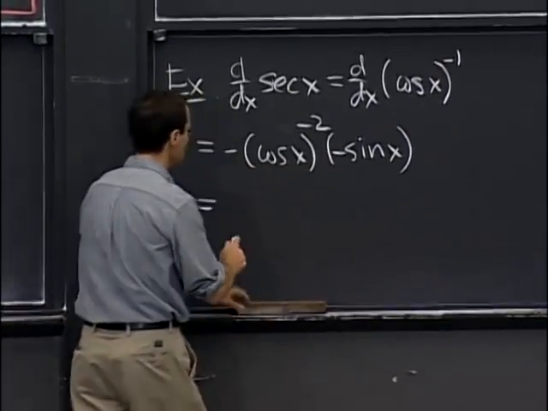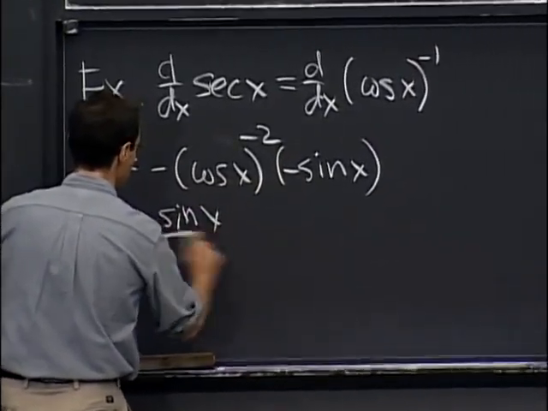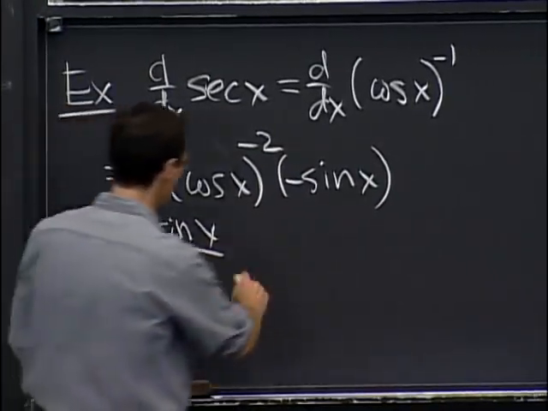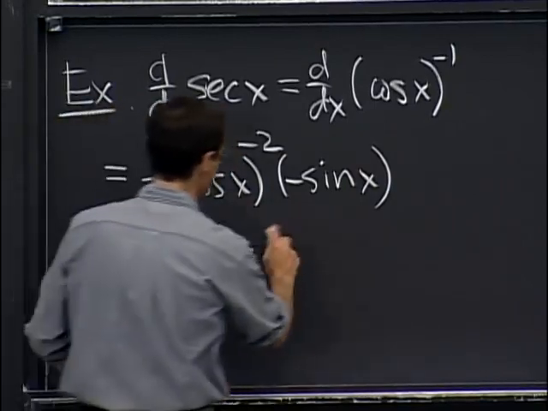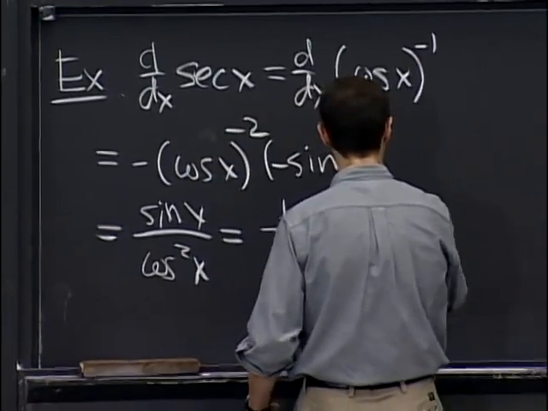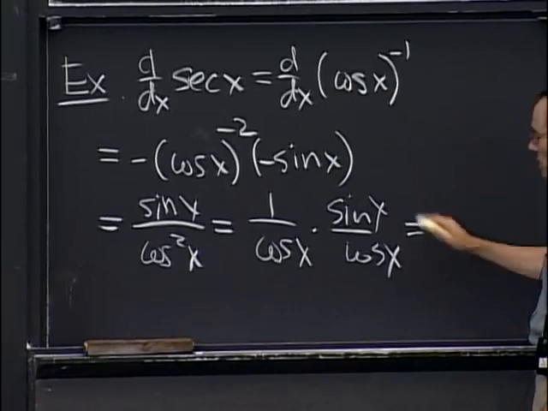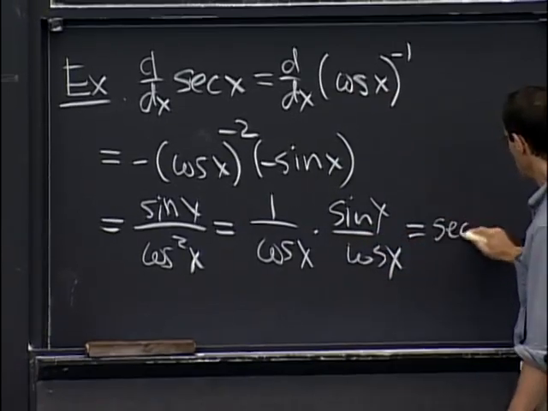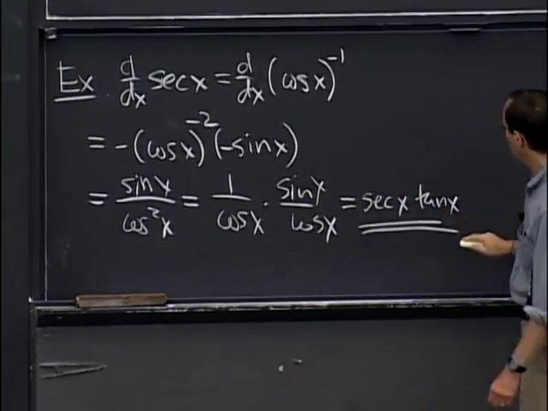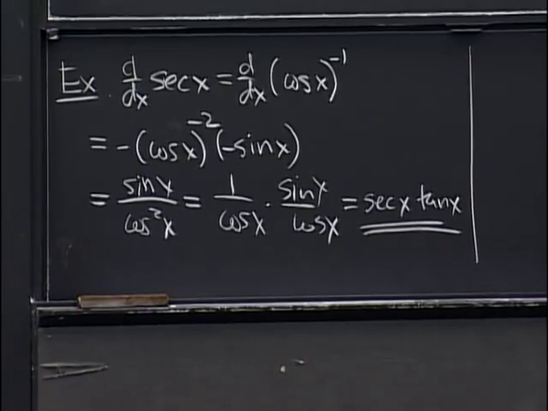So what happens here is we have 2 minus signs canceling, and we get sine x over cosine squared x. That's a perfectly acceptable answer. But there's a customary way in which it's written. It's written 1 over cosine x times sine x over cosine x. And then we get rid of the denominators by rewriting it in terms of secant and tangent. So secant x, tan x. This is the form that's generally used when you see these formulas written in textbooks.